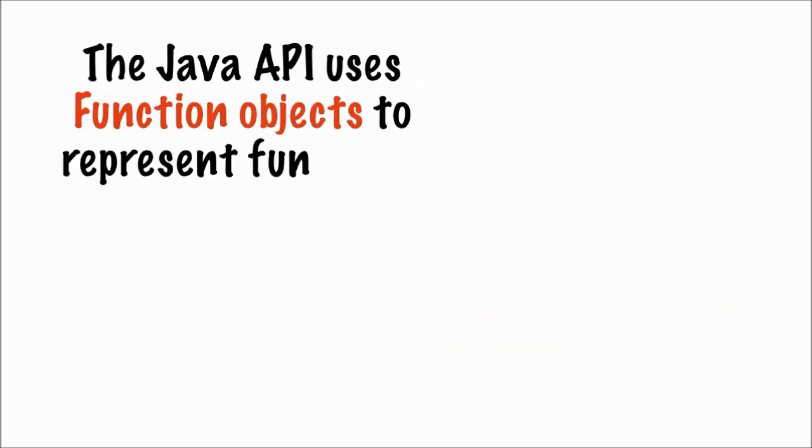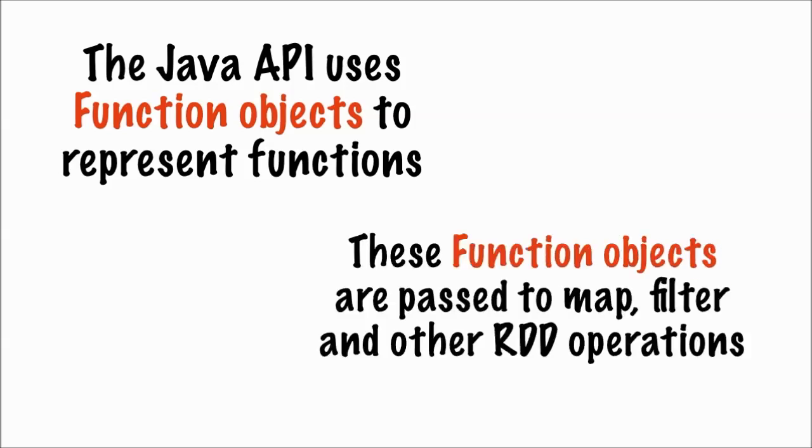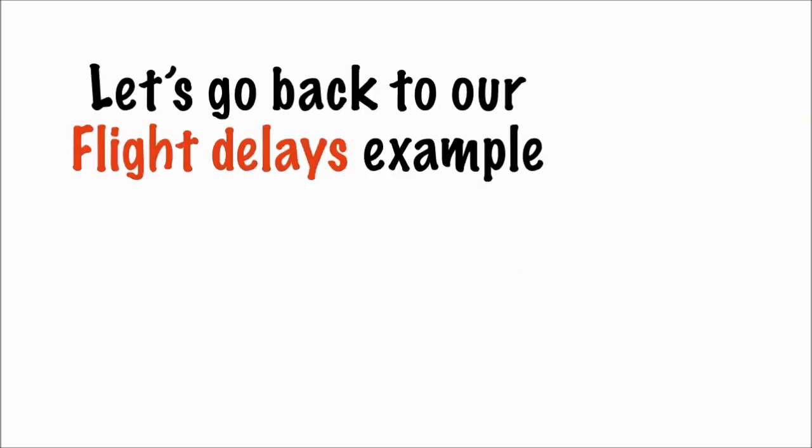An essential part of dealing with RDDs in Spark is the use of the lambda function. In Java, the function object is used to represent functions which will operate on all records in the RDD. These function objects are passed to map, filter, reduceByKey, reduce, and all of these other RDD operations. Wherever we've used lambdas earlier, we'll now use function objects.